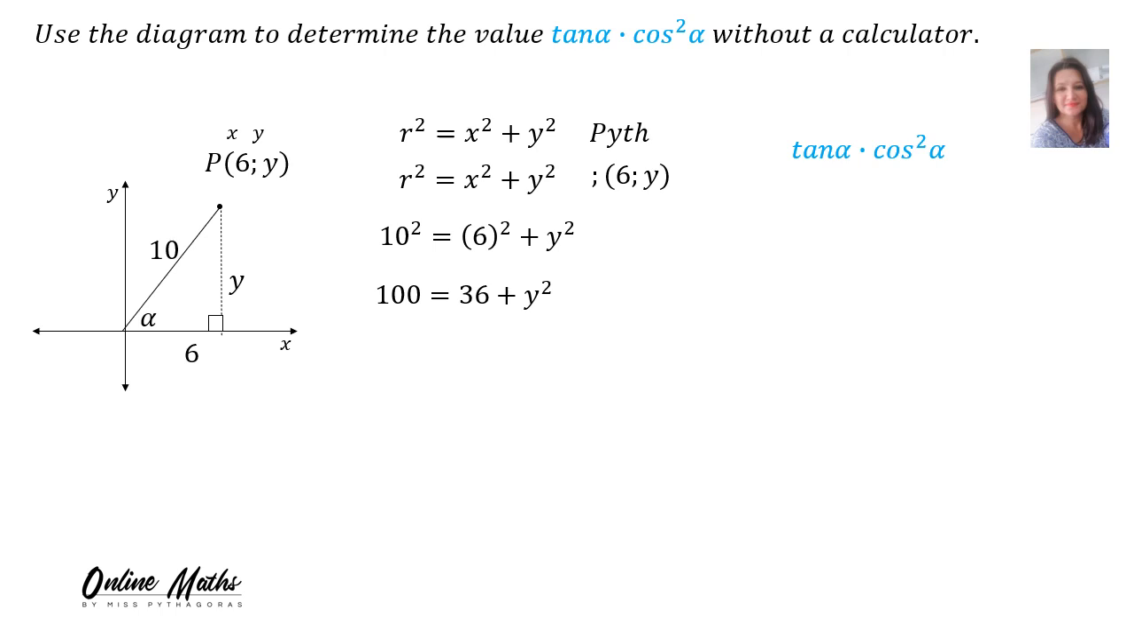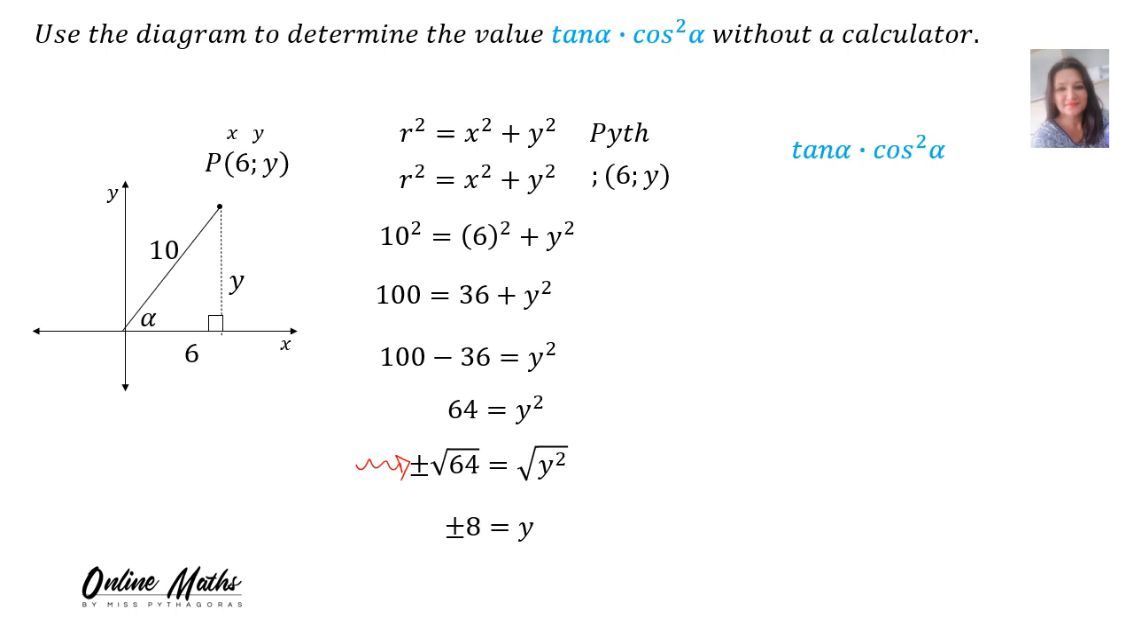Now we're going to solve for y. Therefore 100 minus 36 is equal to y squared. 100 minus 36 is 64, which is equal to y squared. We don't want y squared, we want y. Therefore, we take the square root of both sides. When I take the square root of a number, I add plus or minus. Therefore, the square root of 64 is plus or minus 8, which is equal to y.